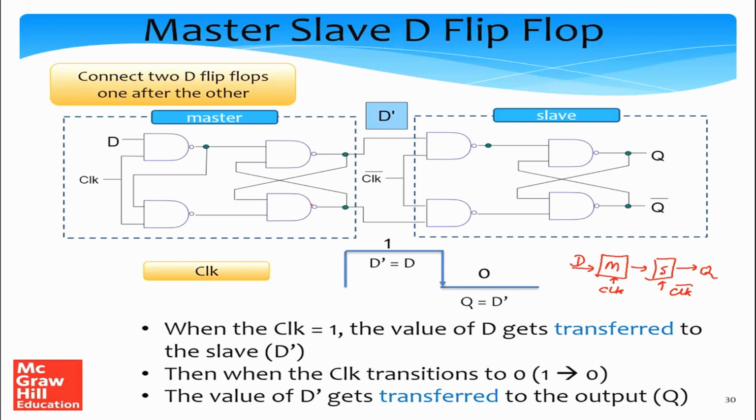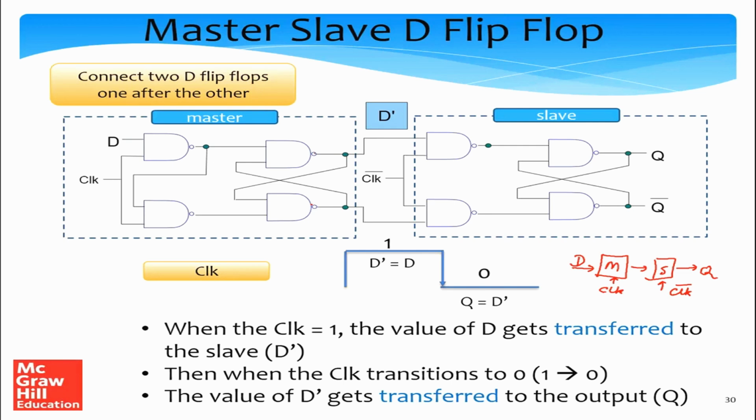We have two D flip-flops connected to each other. The first D flip-flop is called the master. It takes the clock as input. The second D flip-flop is called the slave. It takes the complement of the clock as input. So let's see what happens. When the clock is equal to 1, the value of D will get transferred to the output, right?